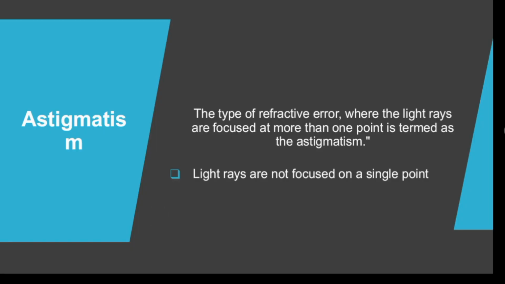Now, very important, there is a third state of refraction in ametropia, that is astigmatism. It is that type of refractive error where the light rays are focused at more than one point. Stigma means point and a means not, so there is not a single point; there is more than one fixation or focusing point. The rays of light are not focused on a single point in astigmatism, so there is confusion for the patients in identifying things. They face headache problems.